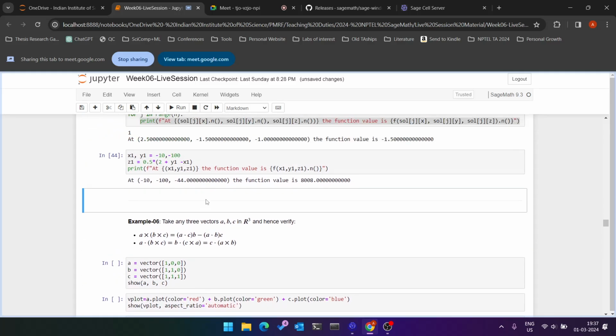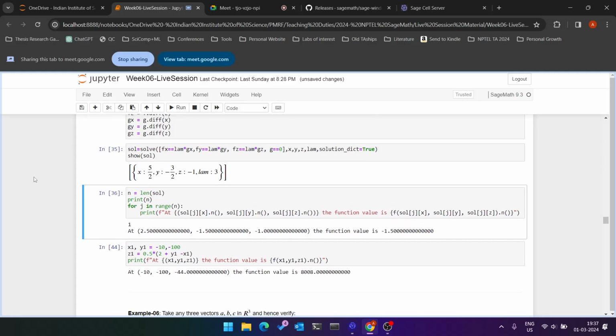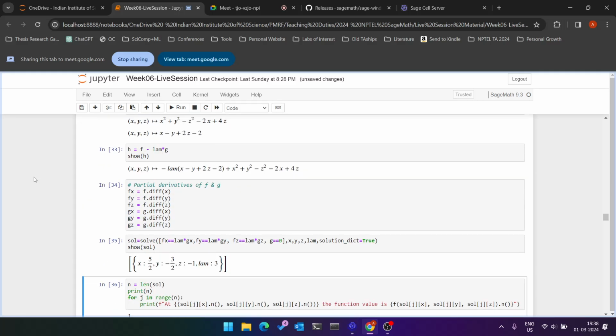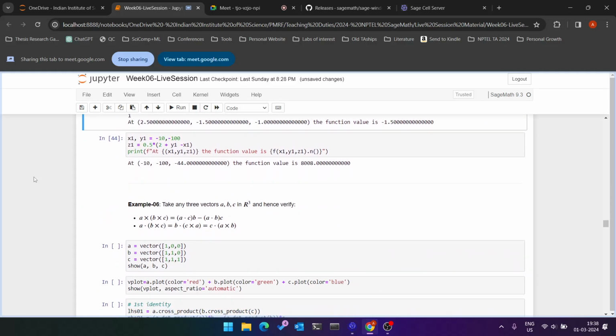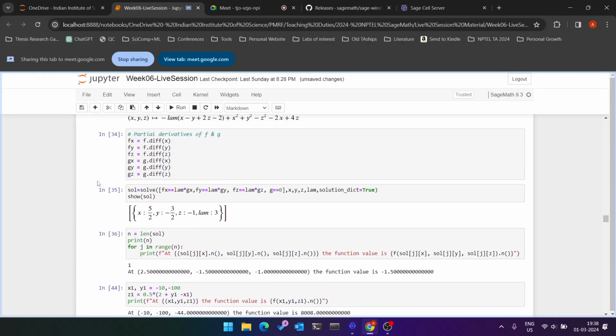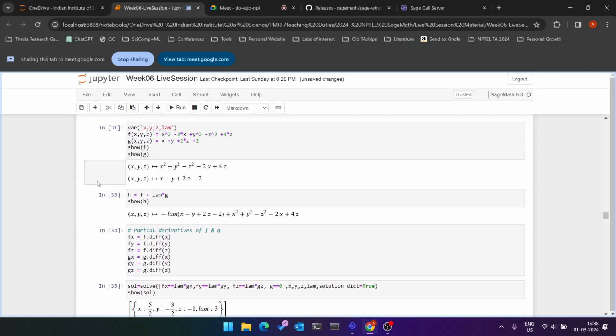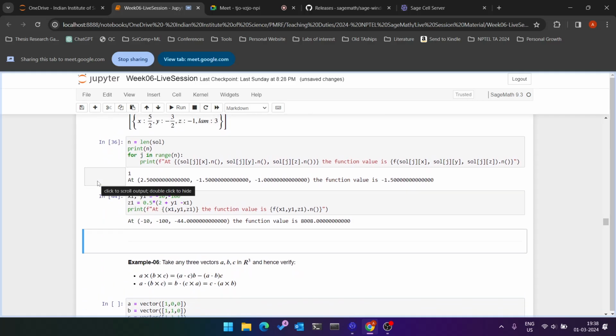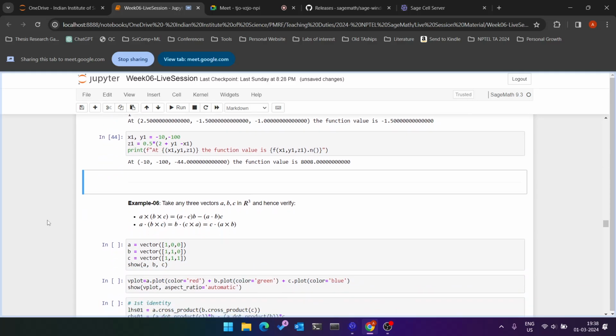Okay, so the above three problems basically are different examples of solving constraint optimization problems. If you have any doubt on any of these, you can ask them now. Okay, then we'll go with the next one.